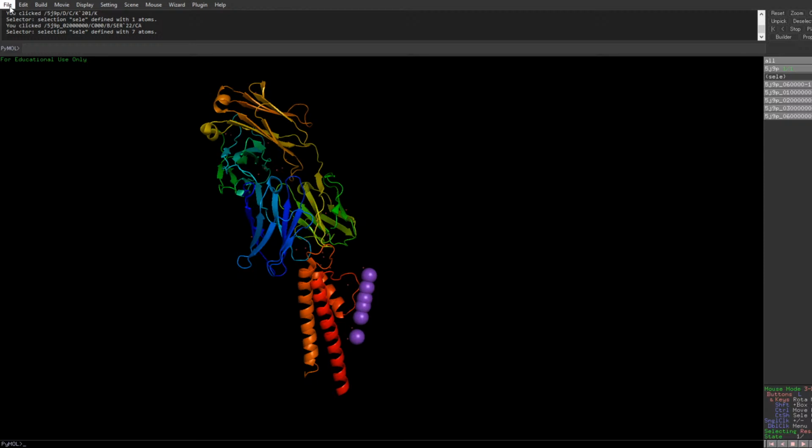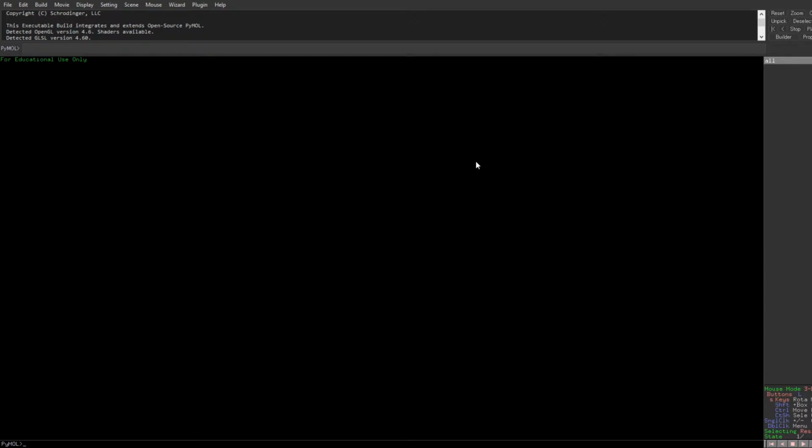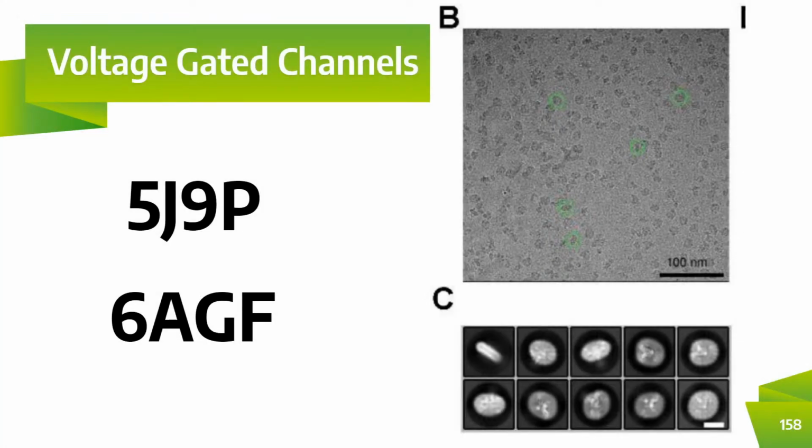Okay, so what I want you to do is make a new PyMol window. See if you can actually see it. No, you cannot. Okay, so close this one, right? So we are basically done with that structure. And we're going to get the second one from the presentation. Okay. So in this case, we are going to fetch, and we're going to say 6AGF. Okay.